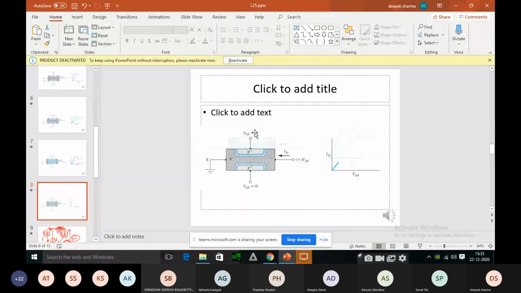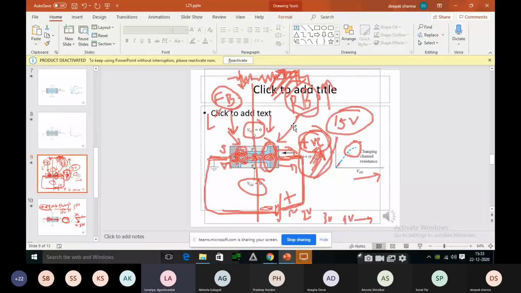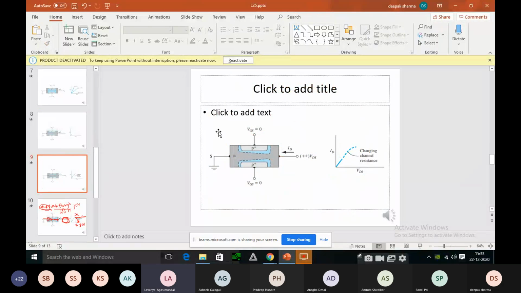So again, we go with case number 1. Only one or two sentences you can write. As explained earlier, in case number 1, as we increase the VDS, the current is rising linearly. This is the only point to be explained here. Nothing much, because we have already explained case number 1. Then, for the next diagram, you have to go with the changing depletion width.